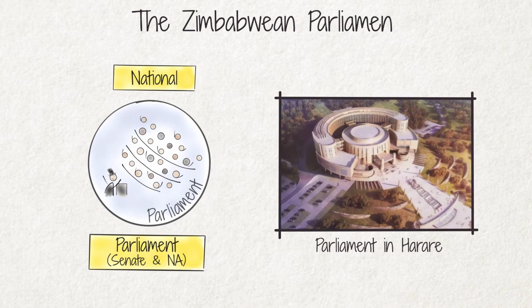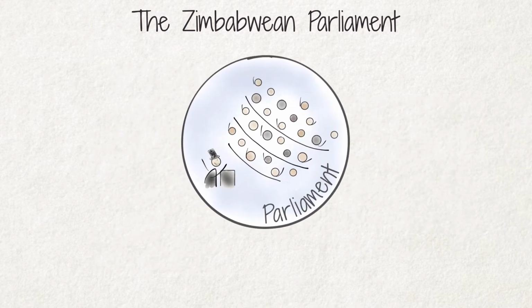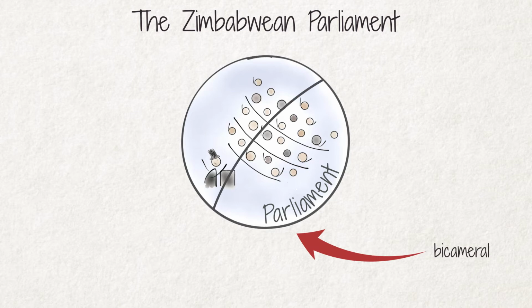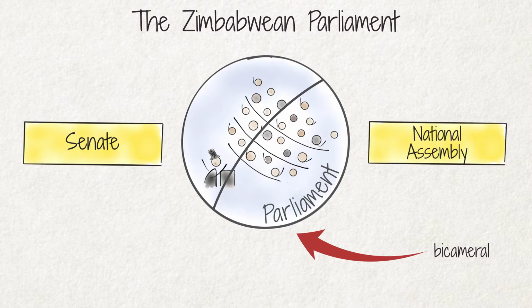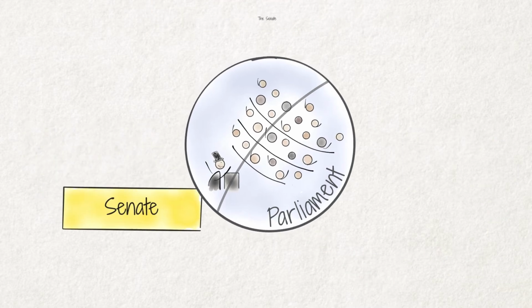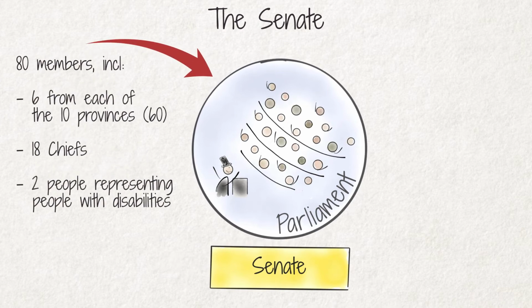The Zimbabwean parliament is situated in Harare. It is the place where our elected representatives meet and carry out their work. Our parliament is bicameral. That means that we have two houses of parliament known as the Senate and the National Assembly. The Senate is made up of 80 members, including 6 from each of the 10 provinces, 18 chiefs, and 2 people representing people with disabilities.